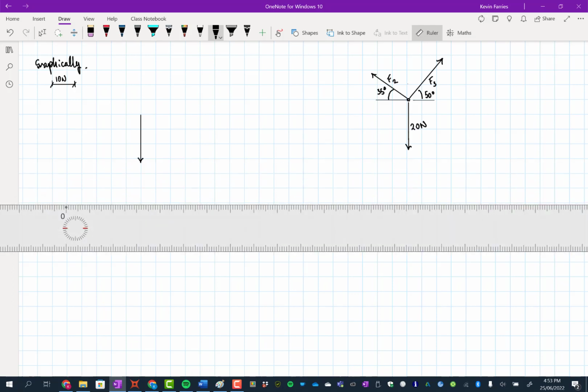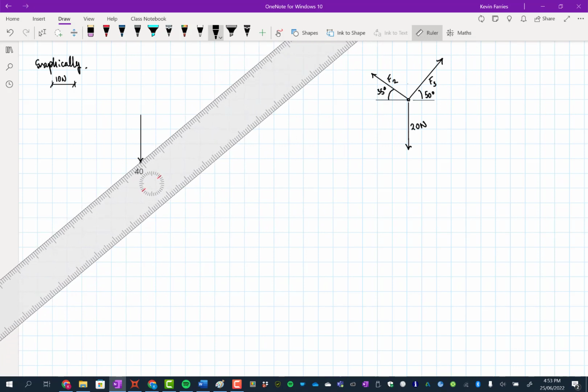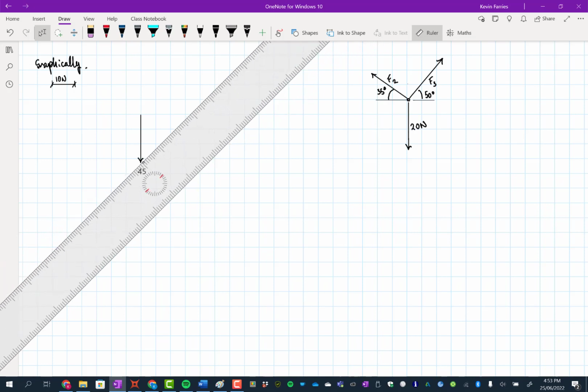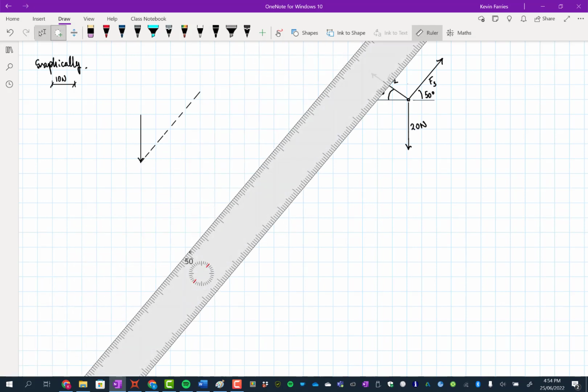We don't know F2 or F3, but if we're going to put them nose to tail, let's take the F3 down first. We don't know how long it is, but we do know what direction it goes in, so its line of action. So we're going to take that angle, that 50 degrees, and we're just drawing its line of action. So if it was going nose to tail, it must start from that vector, and its line of action must come up here like this.